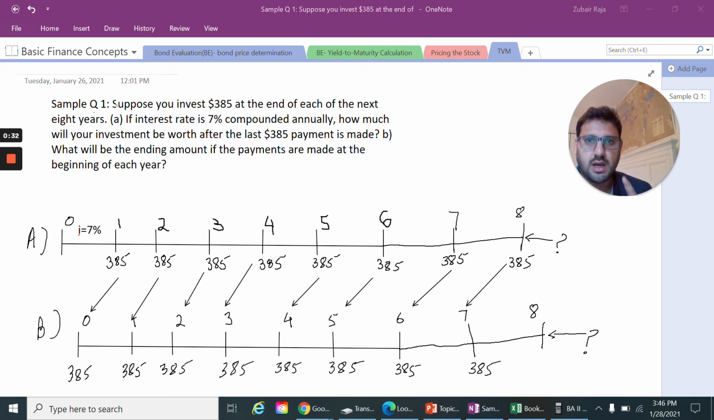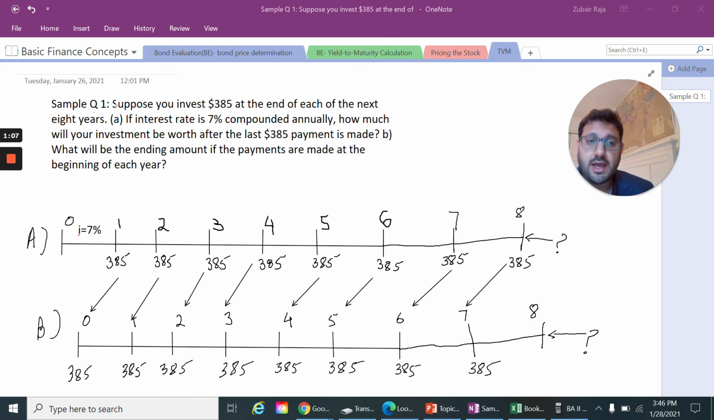So once a year the interest will be added. Then how much would be the worth of the investment after 8 years of time period, given in part A, if the investment is happening at the end of each period. Remember, the period over here is the year, right? And in part B, what would be the worth of the investment if the investment is happening at the beginning of each period? Again, the period over here is a year.